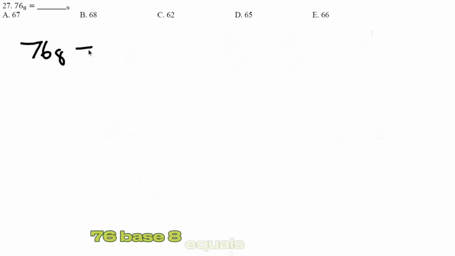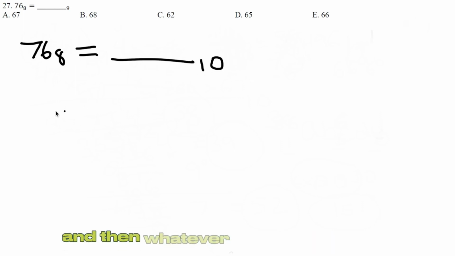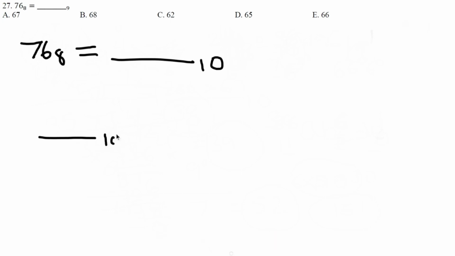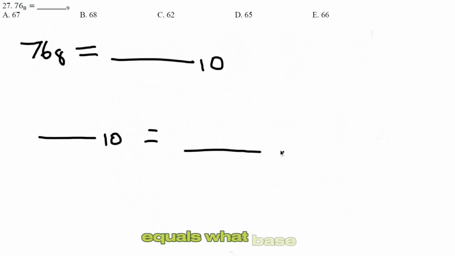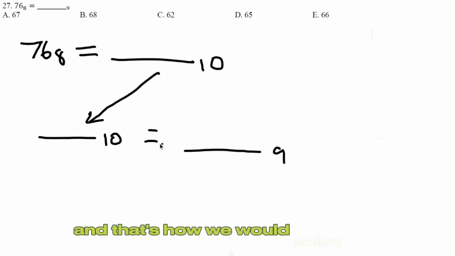Alright, next up, 76 base 8 equals what base 9? You might be thinking, we don't know how to solve this yet because we only know how to convert to 10 and from 10. However, we can still use those two functions to solve this problem. So this problem can be solved by doing 76 base 8 equals what base 10, and then whatever we get as base 10 equals what base 9. That's how we would solve this problem.